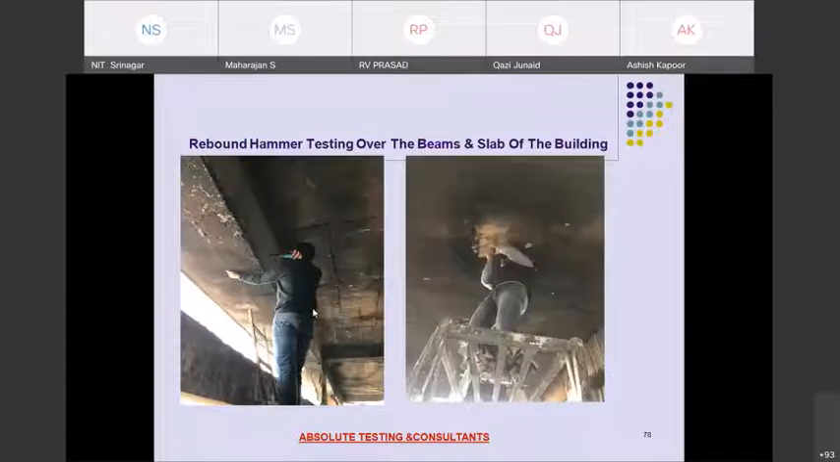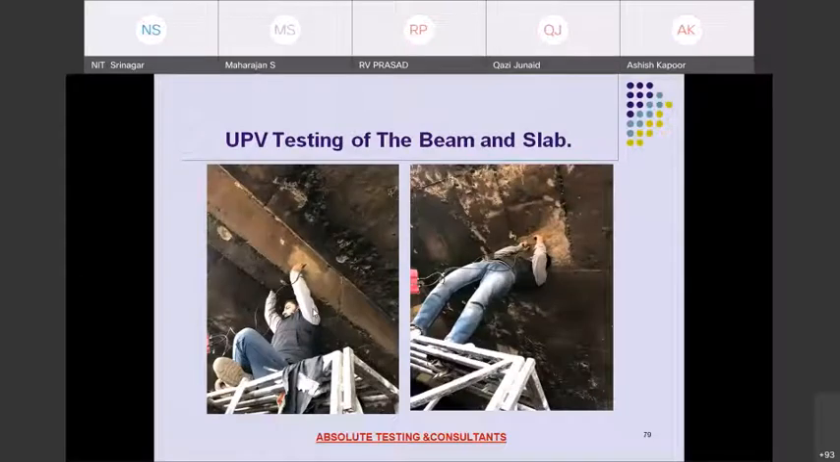Here you can see we are conducting the rebound hammer test over the beam and slab of the building. Even during the rebound hammer test, we get to know whether there is delamination or the concrete is sound, or what the condition of the structure is. Here we are conducting the ultrasonic pulse velocity test. In the beam, we are doing direct transmission. In the slab, we are conducting indirect transmission.